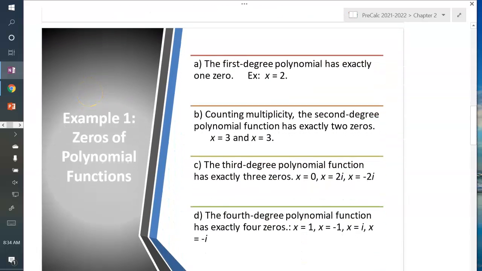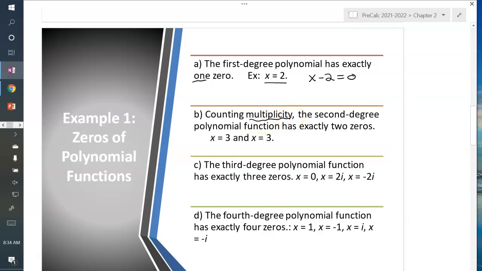Let's take a look at examples of zeros of polynomial functions. So here's a first degree polynomial function, which has exactly 1 zero. And here's an example, x equals 2. That's 1 zero. Now if I was to write that as a linear factor, I would say x minus 2 equals 0. And then also count multiplicity.